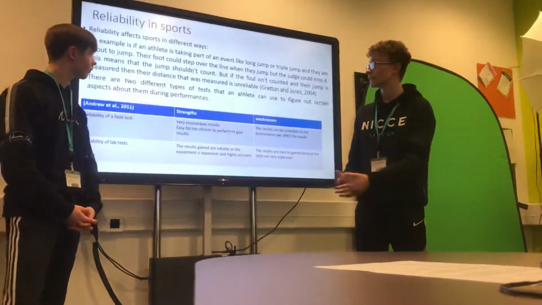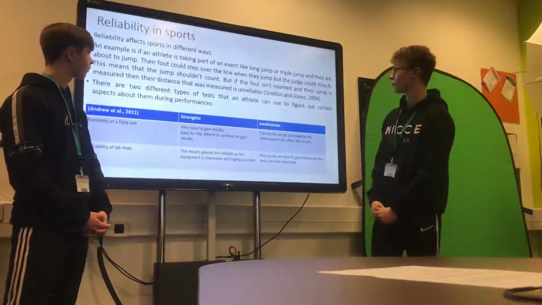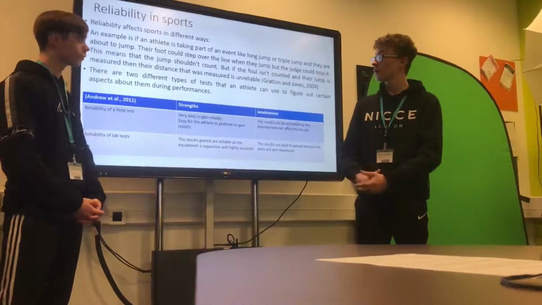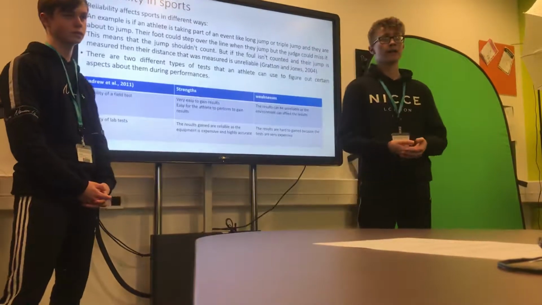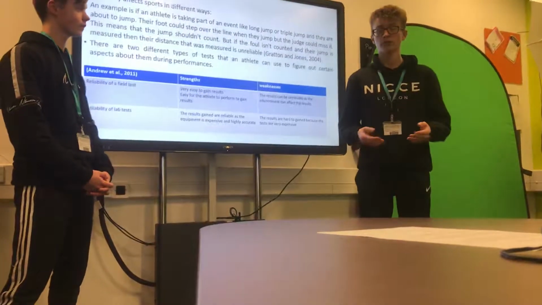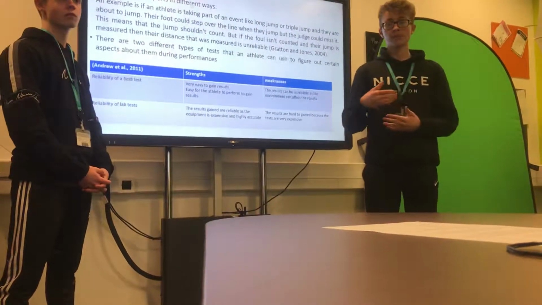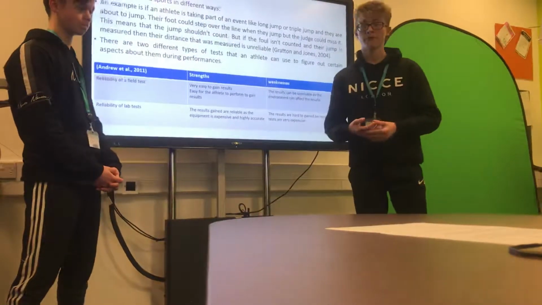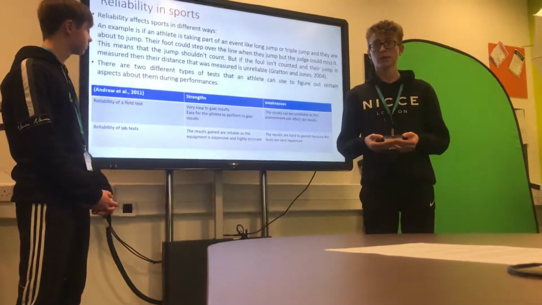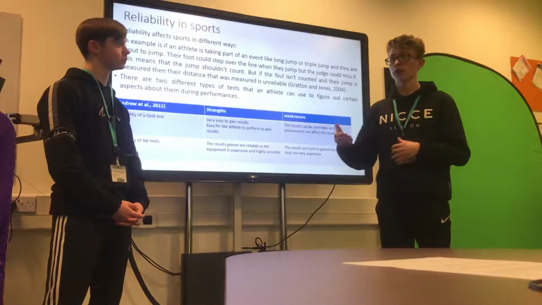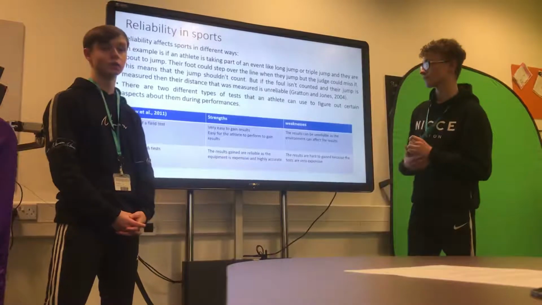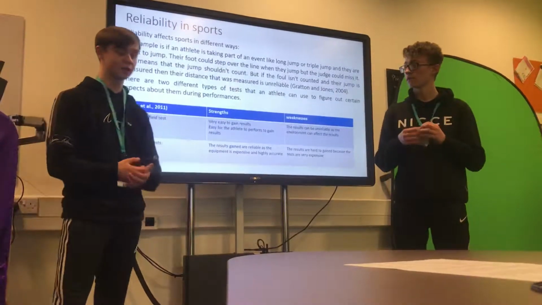An example of this is taking part in a long jump or triple jump. As they're about to jump, their foot could step over the line, but the judge misses it, which would mean that the results are unreliable, because he stepped over the line, which means it's a foul. But if it's not counted as a foul, then the score that he's got is unreliable and shouldn't count towards the performance. Another example of this would be Olympic scores.